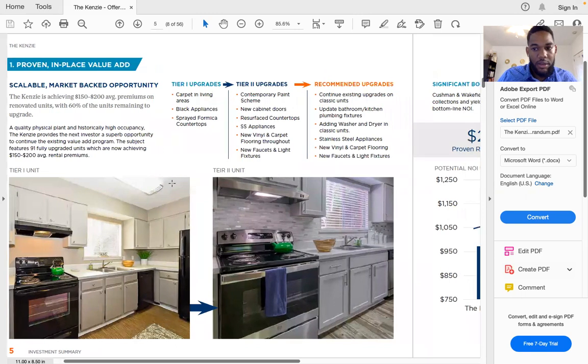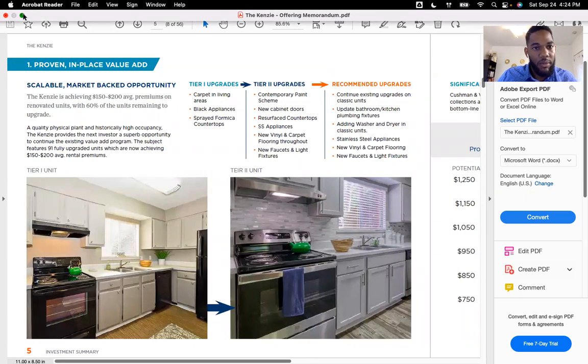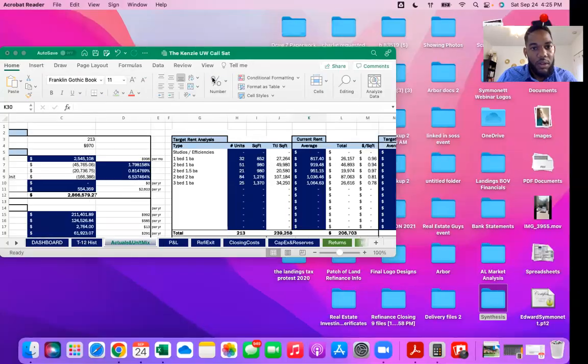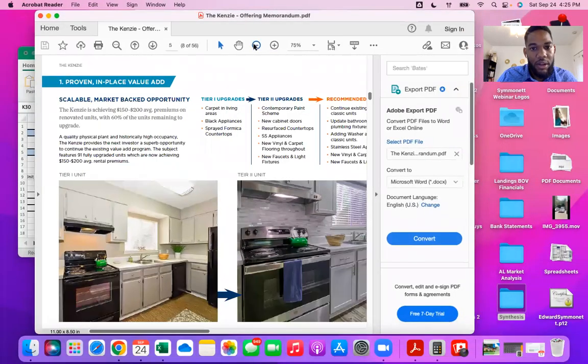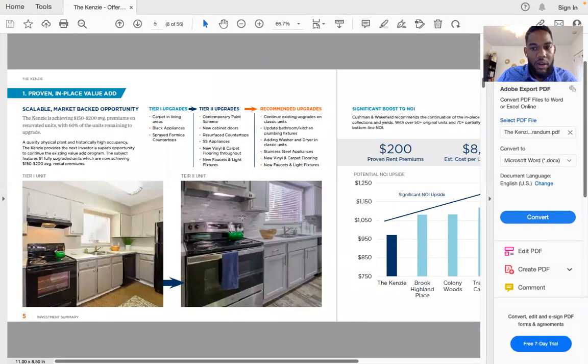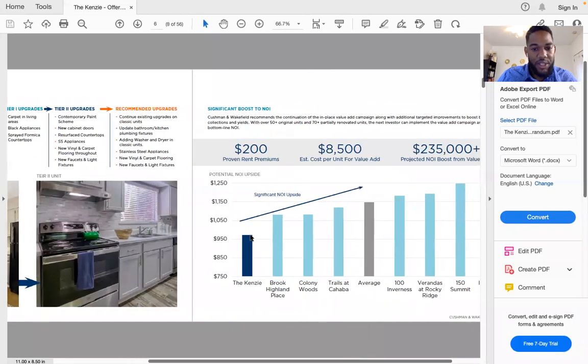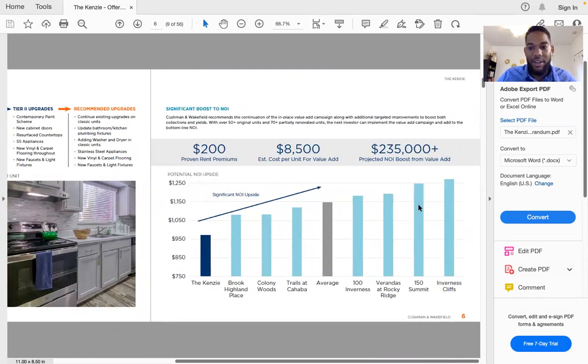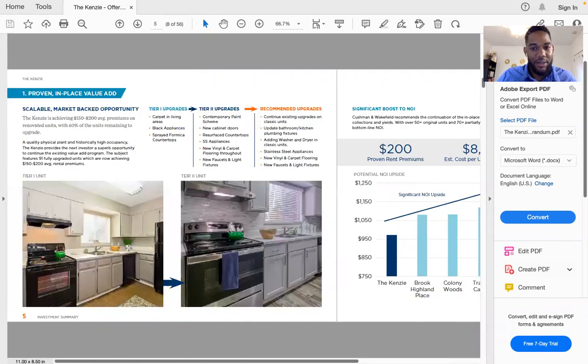Alrighty. Let me see if I can zoom this out a little bit. All right, so they're basically showing where the Kenzie is compared to other properties in the area. Just a little fun fact: this property right here, when I first moved to Birmingham, I used to stay here. So I can verify this is a really nice A-class area, and this property has room to grow. That's just a little fun fact there.